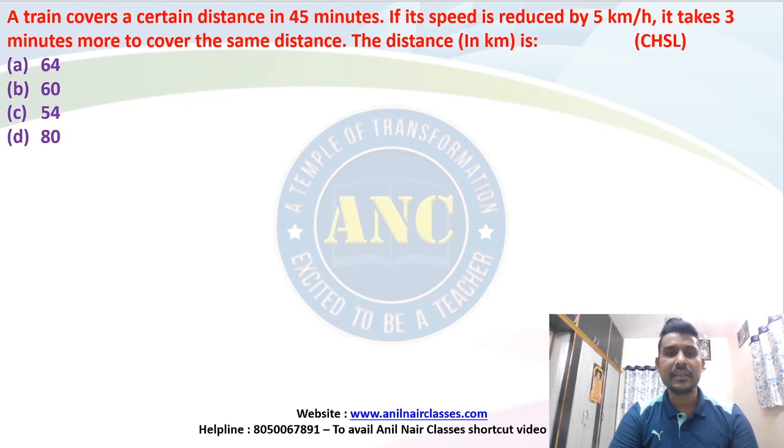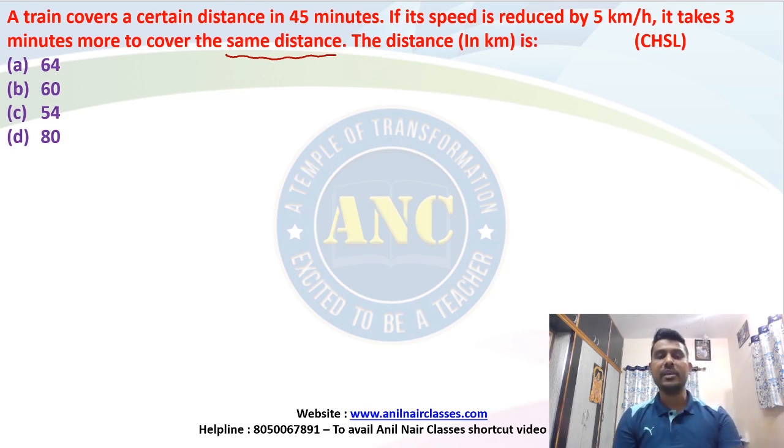A train covers a certain distance in 45 minutes. If its speed is reduced by 5 km per hour, it takes 3 minutes more to cover the same distance. Again, the distance is constant. Find the distance in kilometers is the question.